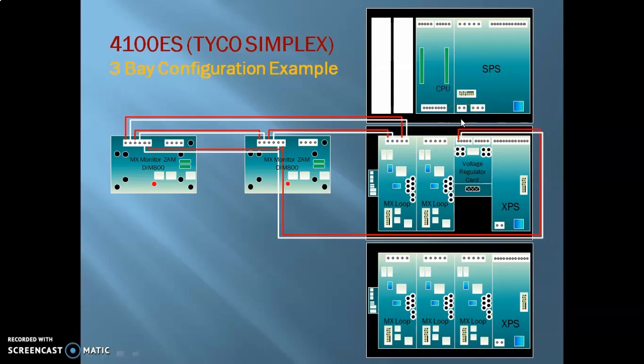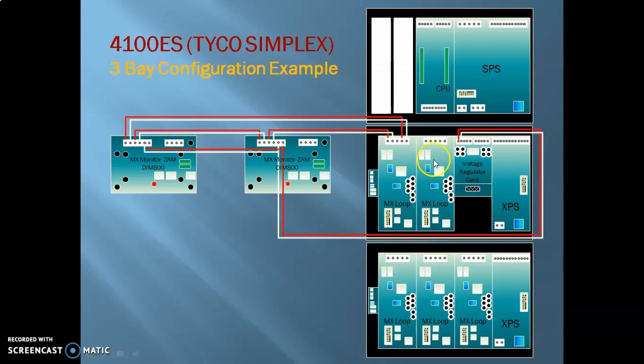Of course, for different manufacturers the configuration is quite different. This is how it is configured in Simplex. Then this is the XPS, which is the auxiliary power supply. You can have auxiliary power supplies as well, that can be remote power supplies or power supplies installed within the FACP, etc. Then you have the voltage regulator card installed next to the auxiliary power supply.